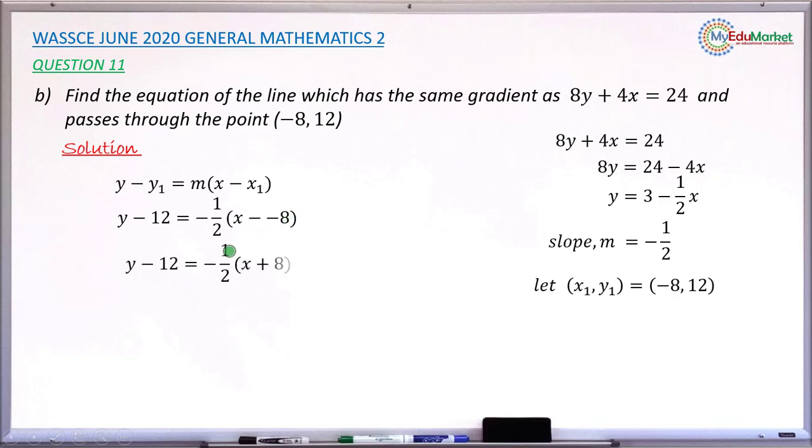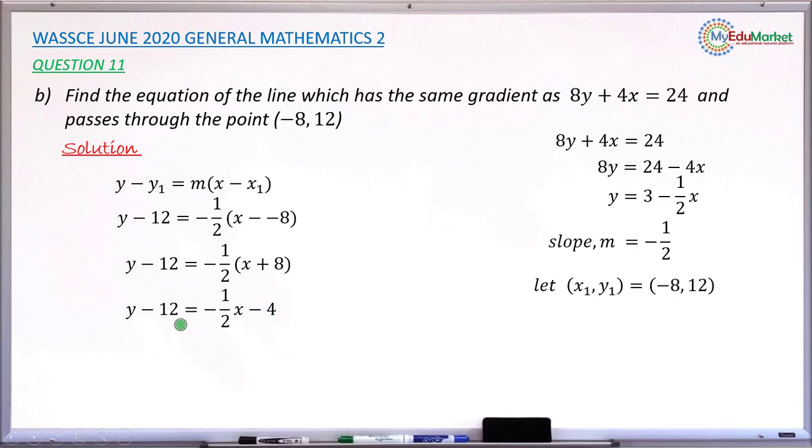So I'll now simplify this, starting with this bracket, minus minus will change to plus. So we now have y minus 12, which I just copied, equals minus 1 over 2, which I also copied, multiplied by the bracket. Inside the bracket is x plus 8. So I'll continue. I'll now open this bracket by multiplying the bracket by minus 1 over 2. So copying the left-hand side, y minus 12 equals, so minus 1 over 2 times x gives minus 1 over 2 x. And minus 1 over 2 times positive 8 will give the answer minus 4.